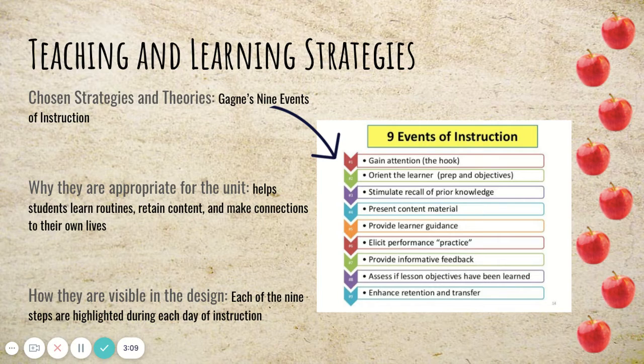Then you want to move on to informing the students of their objectives. You want to make sure that each student understands what is expected of them by the end of the unit. Next, the teacher will want to stimulate recall of prior knowledge. This is using the student's schema. Throughout each lesson, the student will want to relate the new information to something that they already know. This is especially useful for our English language learners, so they can make connections to help better understand the content.